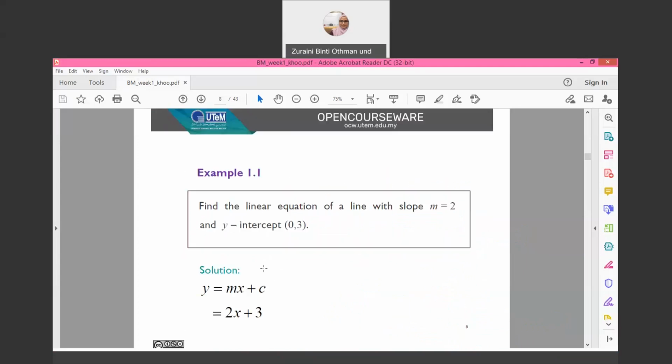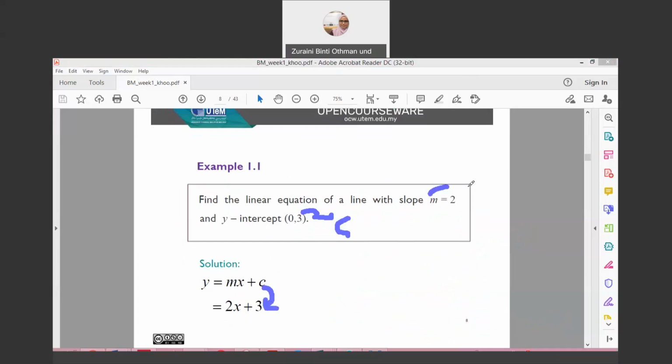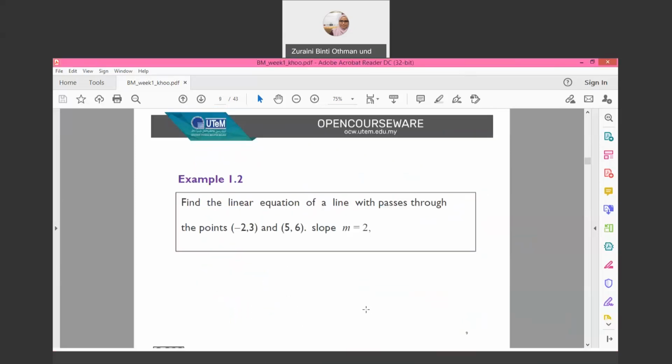Next is example 1. Find the linear equation of the line with slope m equal to 2 and y-intercept 0, 3. So we know that the y-intercept is 0, 3, so this is the value of c. We replace c with 3 here, and our slope is 2 already from the example. So we get the linear equation straight away. This is the final answer. Easy, right?